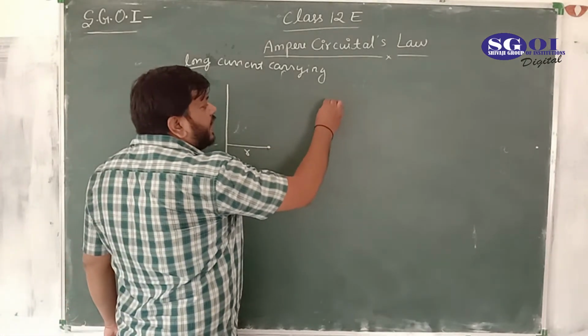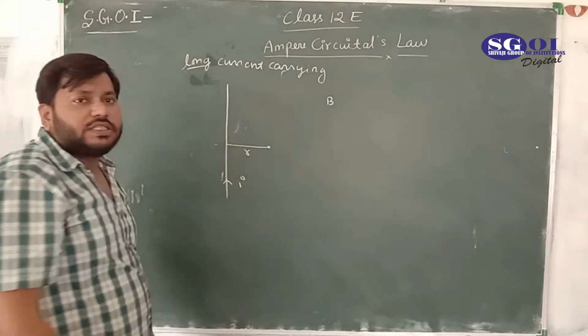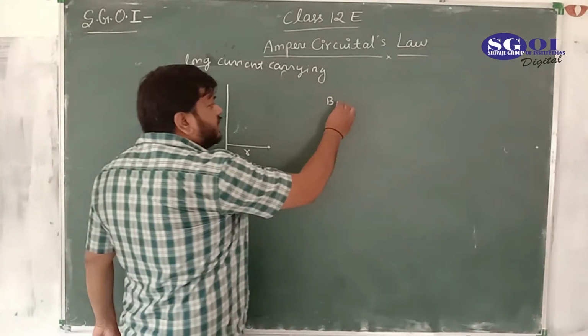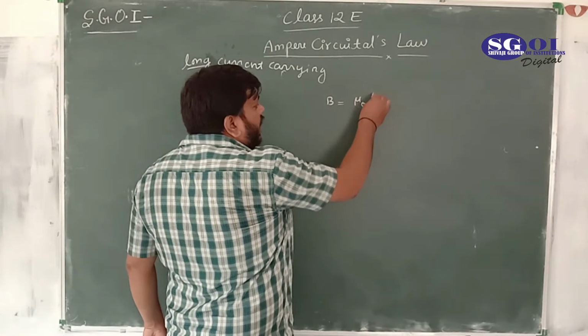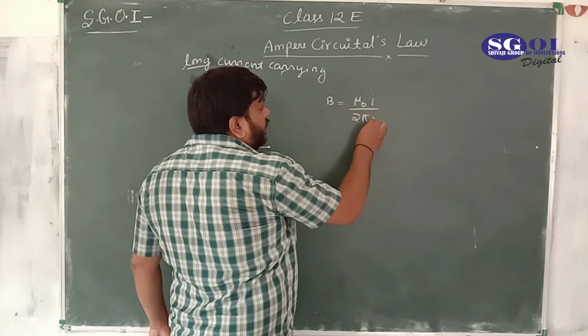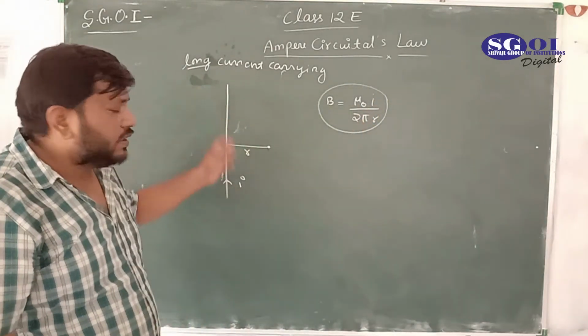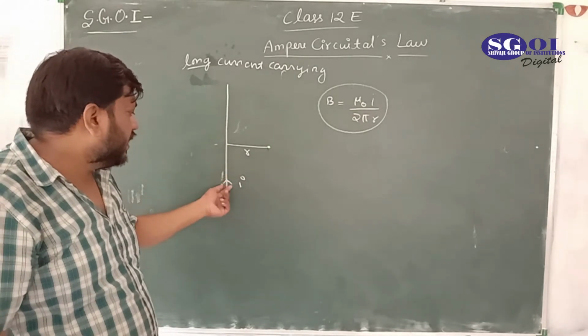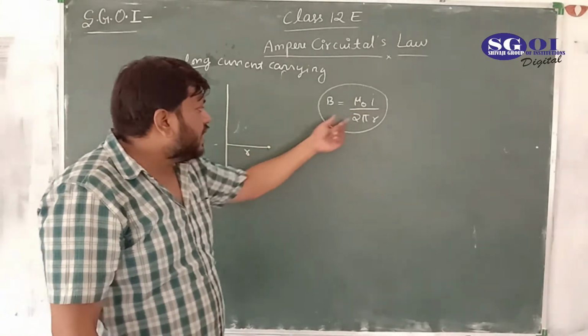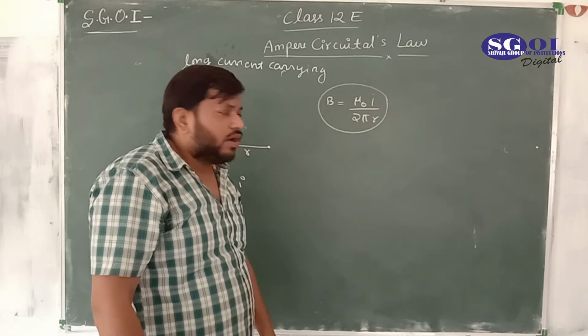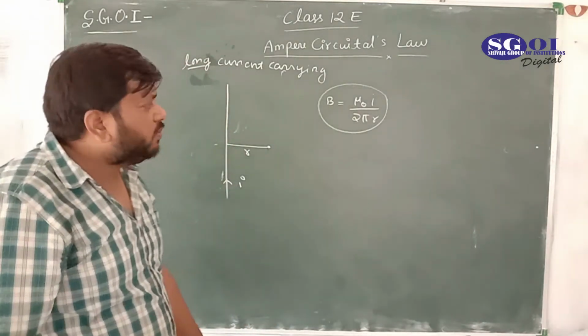we know the magnitude of the magnetic field, which we have already derived for a long wire, meaning an infinite length wire. B is mu naught I upon 2 pi r. This is the magnetic field because of this infinite length wire carrying the current I at a distance r. This is the magnitude of the magnetic field.